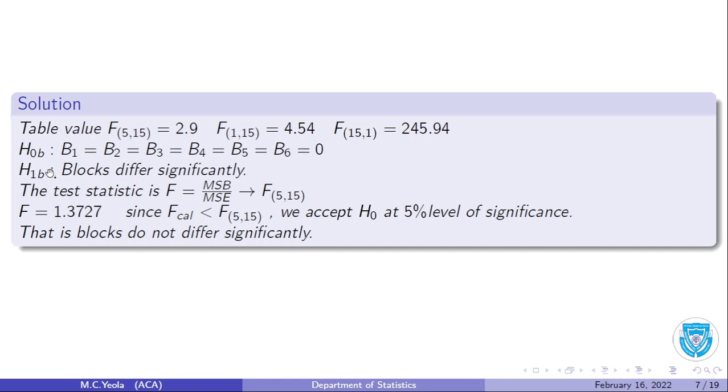So what we have here is H naught B, B for block, I have taken here, B1, B2, B3, B1 equal to B2 equal to B6 equal to 0 here, and in H1B its alternative we have blocks differ significantly. This means blocks do not differ significantly in the null, and here they differ significantly. The F statistic we obtain is MSB upon MSE following F 5,15, and we have this value as F here, and the F table we have this value. So F calculated is less than F table here, so we accept H naught at the 5% level of significance, that is, blocks do not differ significantly here.